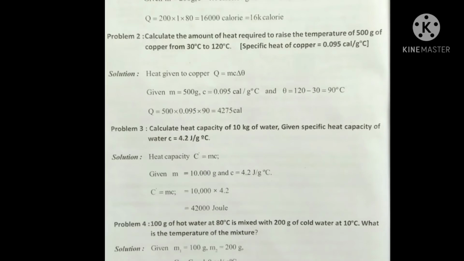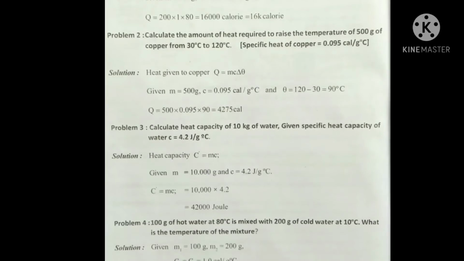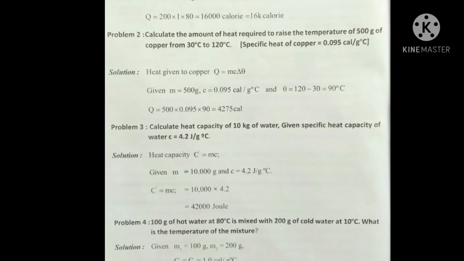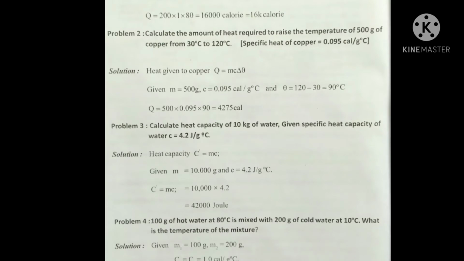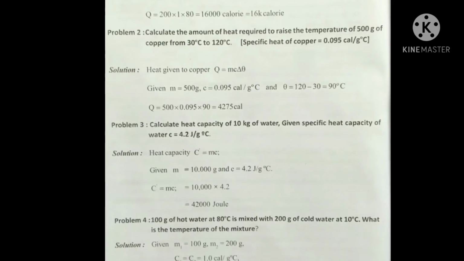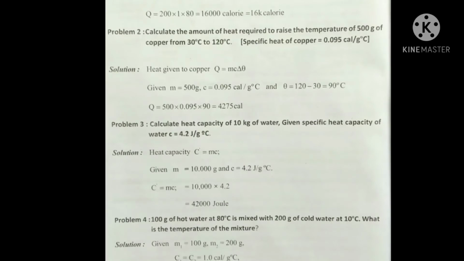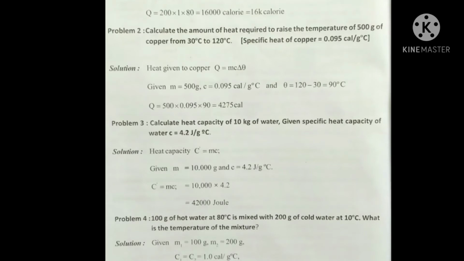So this is in SI system, change it into CGS system. Here 1 kg is equal to 1000 grams. So the mass of the body is equal to 10 into 1000 grams, 10,000 grams. So our formula is Q equals M into C into delta T.